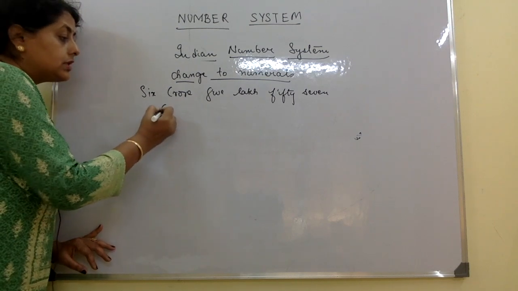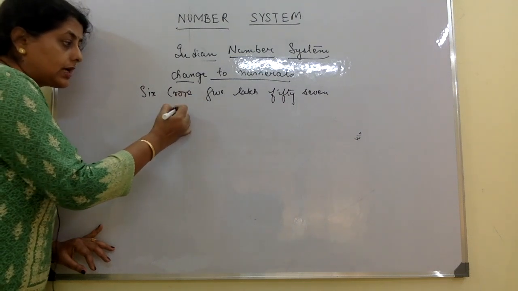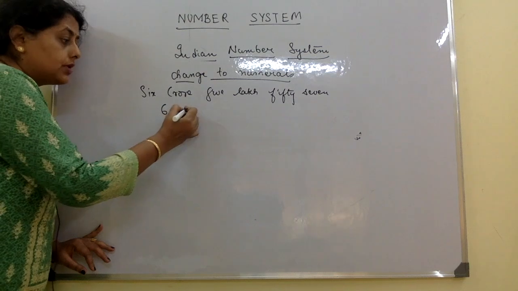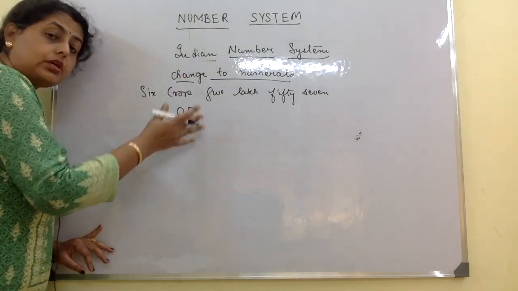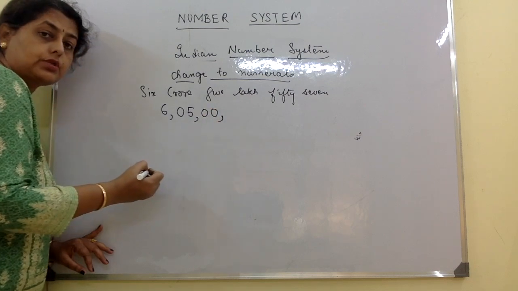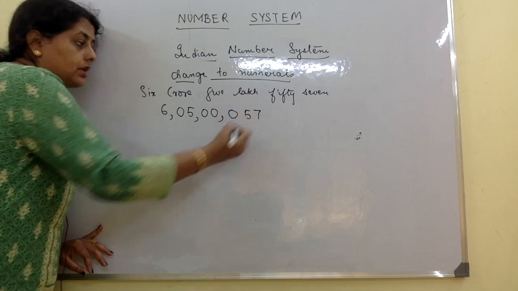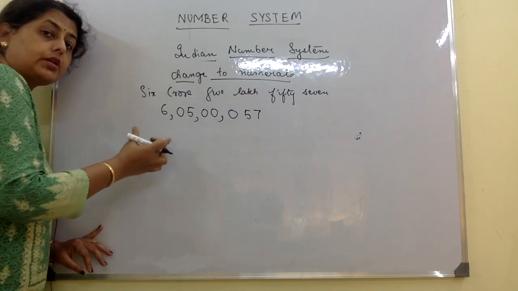So I'll first write 6, put a comma. In the lakh places, there is no 10 lakhs. So in 10 lakh place, I put a 0, then I put the 5. There is no 1000 in this. So 10,000 and 1000, 2 zeros. There is no 100 also in this. So 0. Then 57. Okay, look at the commas. They are separating out the periods.